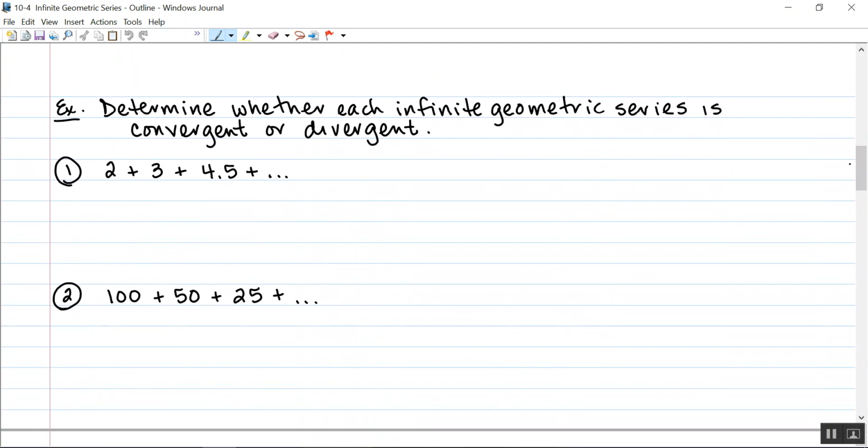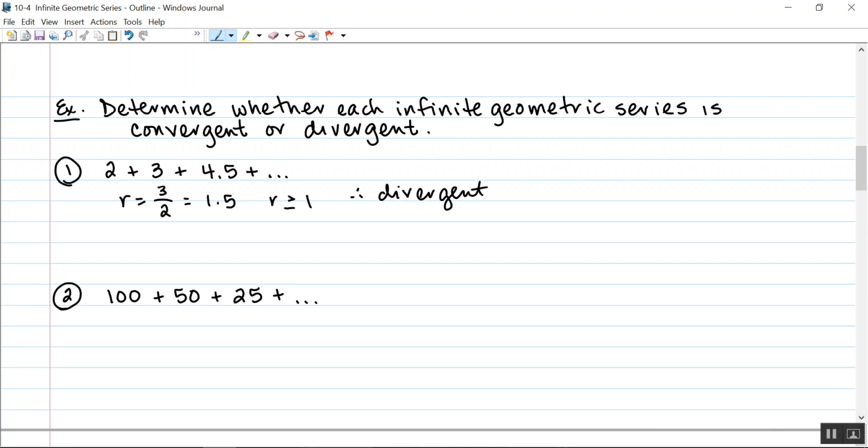So let's take a look at a couple examples here. This says determine whether each infinite geometric series is convergent or divergent. In the first case we have 2 plus 3 plus 4.5 plus so on. The main thing we need to do is figure out what r is. Remember that to find r, since we know this is geometric, we take the second term and divide it by the first term. So in this case, r is 3 over 2, which is 1.5 if you prefer decimals. So r is greater than or equal to 1. Therefore, this is divergent and does not approach a sum.